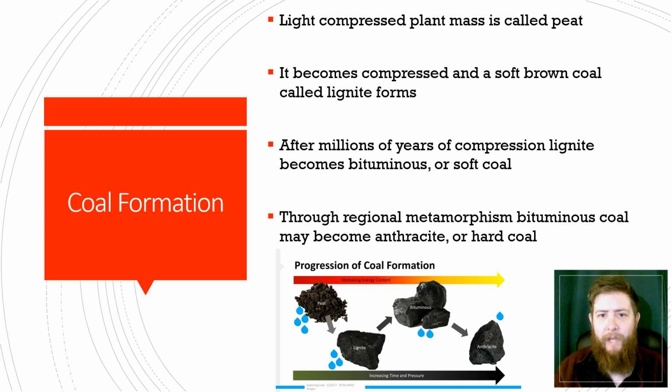So we take this lightly compressed plant mass, and it's called peat, usually made out of peat moss. As it becomes compressed, it turns into this soft brown coal we call lignite. And after millions of years in compression, that lignite becomes bituminous coal or soft coal. And then as it continues to get pushed, squeezed, and then heated a little bit through regional metamorphism, it can become anthracite or hard coal. And the hard coal is the more dense, more energy rich. And each time we go down this step, we're losing more of that hydrogen, oxygen, water to create this more dense version here, this more energy compact version of coal.